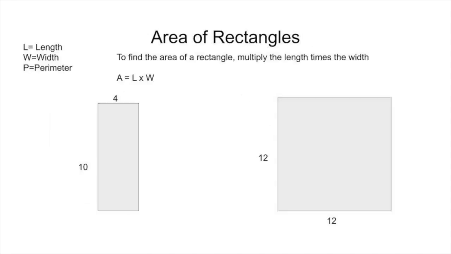Now we're going to go over how to find the area of the rectangles. To find the area, you're going to multiply the length times the width. So in this first example, our area is 4 times 10, which equals 40 square units. And in our second example, which is that same square, it's going to be 12 times 12, which gives us 144 square units.